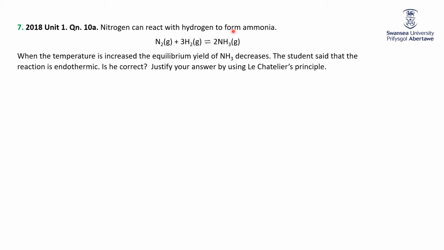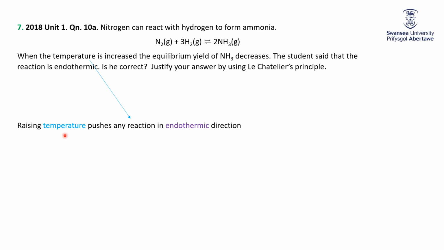Nitrogen reacts with hydrogen to form ammonia. A very, very important reaction, a very important process, the Haber process, making literally millions of tons of ammonia every year. When the temperature is increased, the equilibrium yield decreases. A student says the reaction is endothermic. Is he correct? Well, let's see.